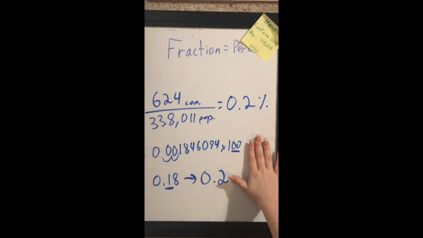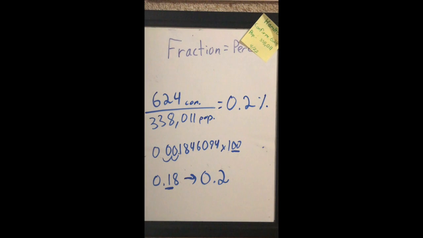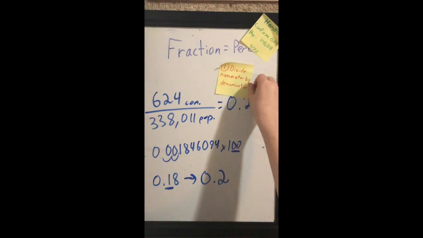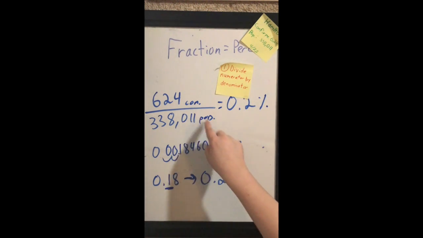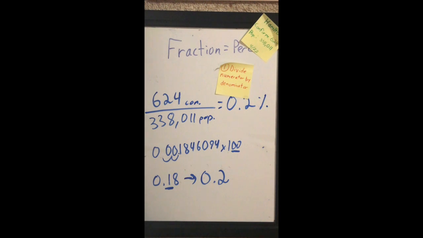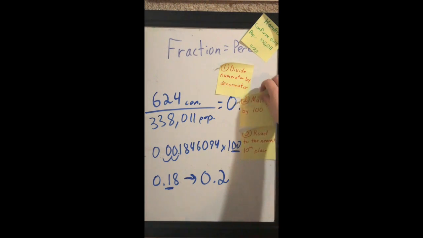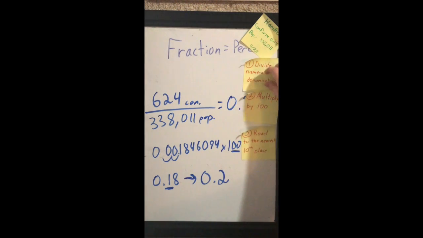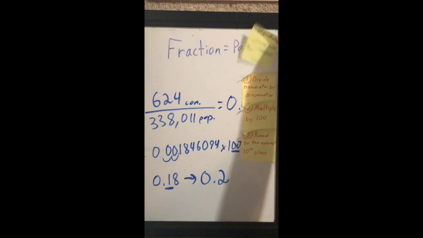So this is how you're going to do the larger numbers. Going through our process one more time, we're going to divide the numerator by the denominator, which we did when we did 624 divided by 338,011. Then you will multiply by 100, which is right here. And finally, you're going to round to the nearest 10th place, which is done here. So keeping this process in mind, I do have a problem I would like you to try out.